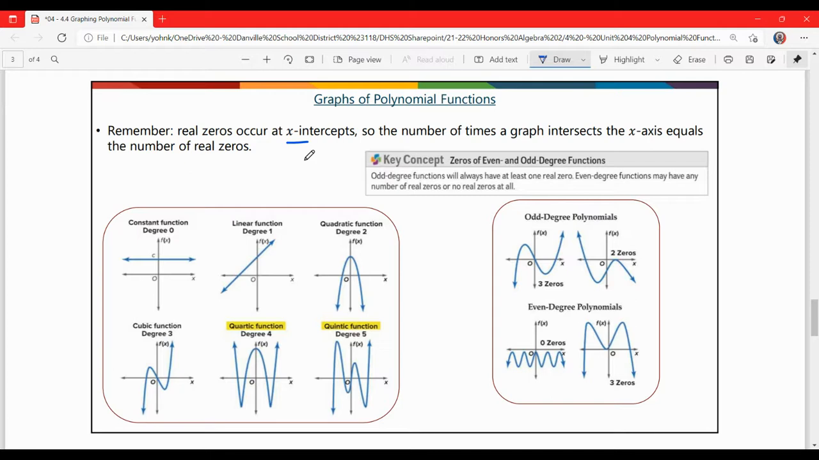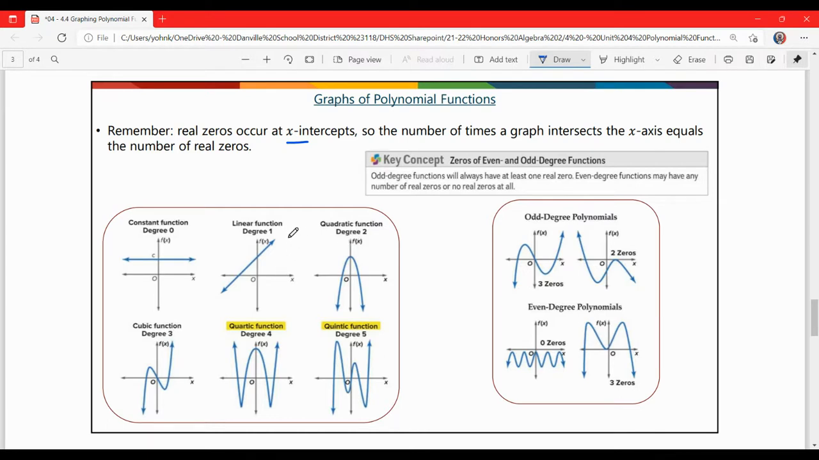Now, we have looked at constant functions. Those have a degree of 0. No variable, no degree. Or I should say, no variable, 0 degree. Then we've looked at linear functions that have a degree of 1. And linear functions can also go downward.